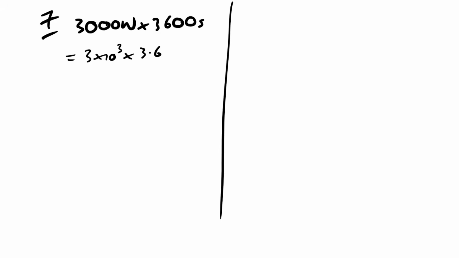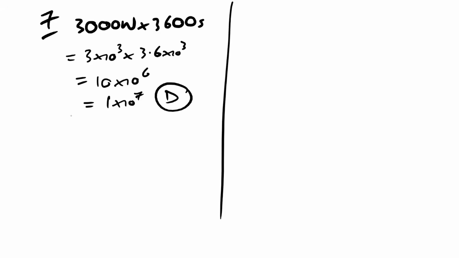Well, all we have to do is take our 3000 watts, times that by 3600 seconds. Well, that's basically 3 times 10 to the 3 times 3.6 times 10 to the 3. So we should end up with about 10 times 10 to the 6 or 1 times 10 to the 7. So the answer is going to be D. Don't even need to calculate for that one because it's just an estimation.